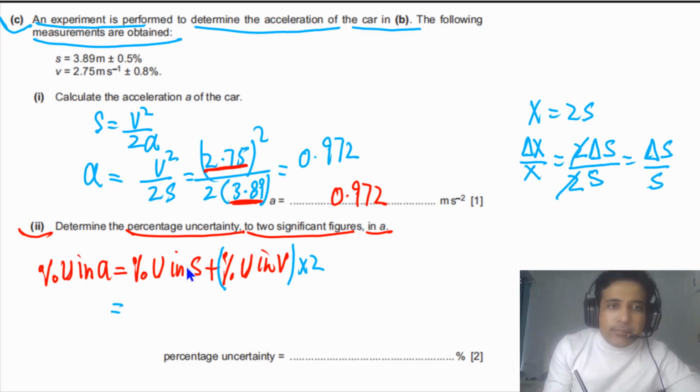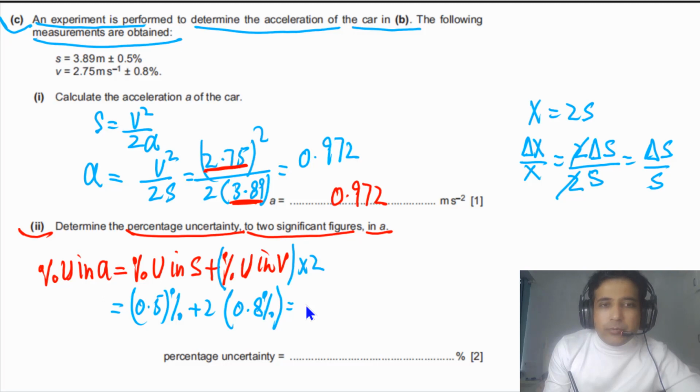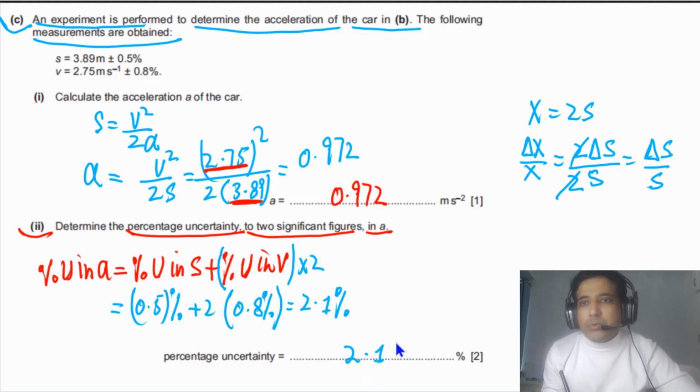We have percentage uncertainty in S, that is equal to 0.5%. Plus we have percentage uncertainty in V, that is equal to 0.8%. If we solve this one, our final answer in this case will be equal to 2.1%. We have to write down our final answer up to 2SF. So this is our final answer. So this is how you can write down the final answer.